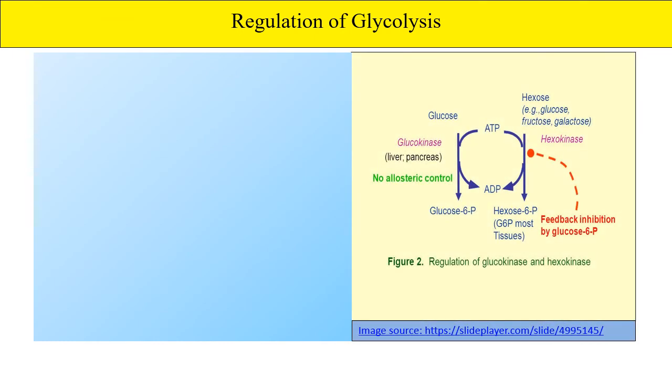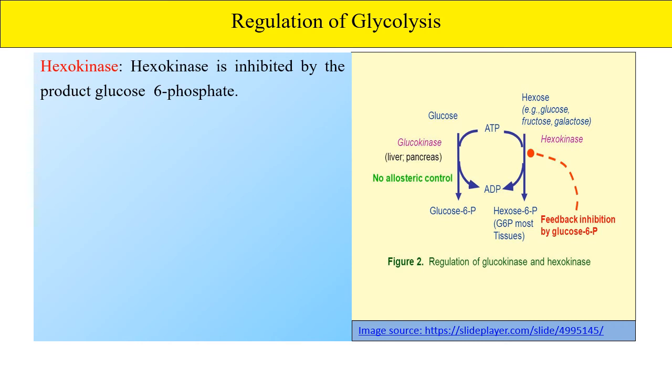Now, I am going to discuss the regulation of glycolysis. The regulatory enzymes of glycolysis are hexokinase and glucokinase, phosphofructokinase, and pyruvate kinase, which regulate the three irreversible reactions of glycolysis. Number one, hexokinase. The enzyme hexokinase is the first enzyme of glycolysis, which is inhibited by the product glucose-6-phosphate, either by competition at the active site or by allosteric interaction at a separate enzyme site.